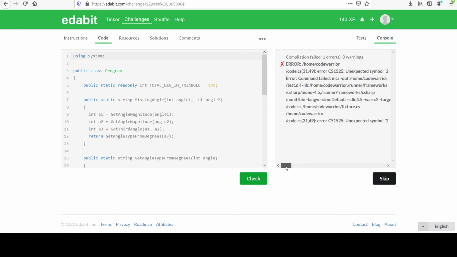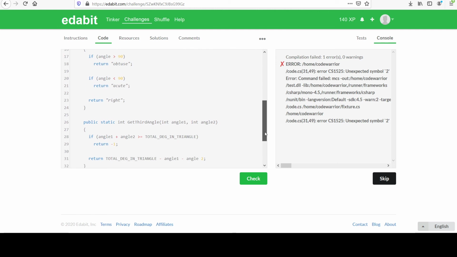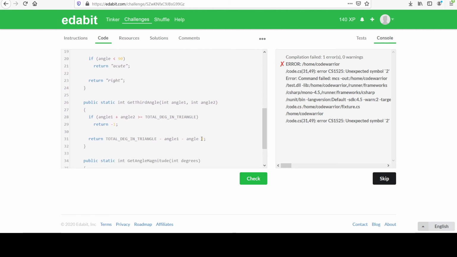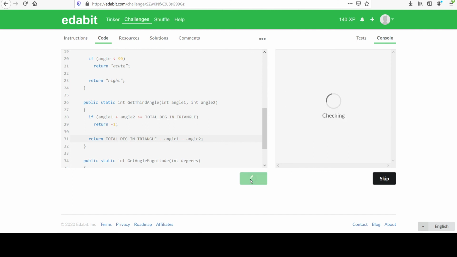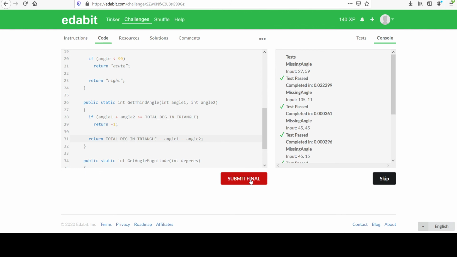Oh, unexpected symbol 2. Error command line out. Code line 31. Let's go down to line 31. Oh, sure, look at that. Left a space in the name there. So yeah, you can't expect the computer to know that you meant angle 2 there. It's minus angle 1 minus something that's not defined. And yeah, that is very bad. Let's fix that and try it again. Bingo.